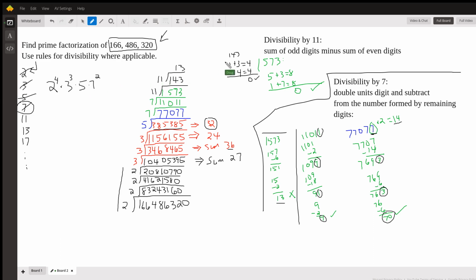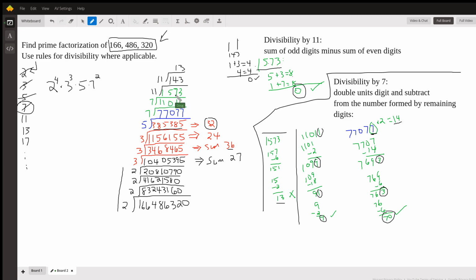And now the test for divisibility by 11, which is the next prime number, is kind of interesting. You start at the right and you add up all the digits in the odd positions. Whoops, I'm on 1573. Add up the 3 and the 5, that gives you 8. The 7 and the 1 are in the even positions. They add up to 8. If you subtract and you get 0 or a number divisible by 11, like 11 or 22, then the original number is divisible by 11.